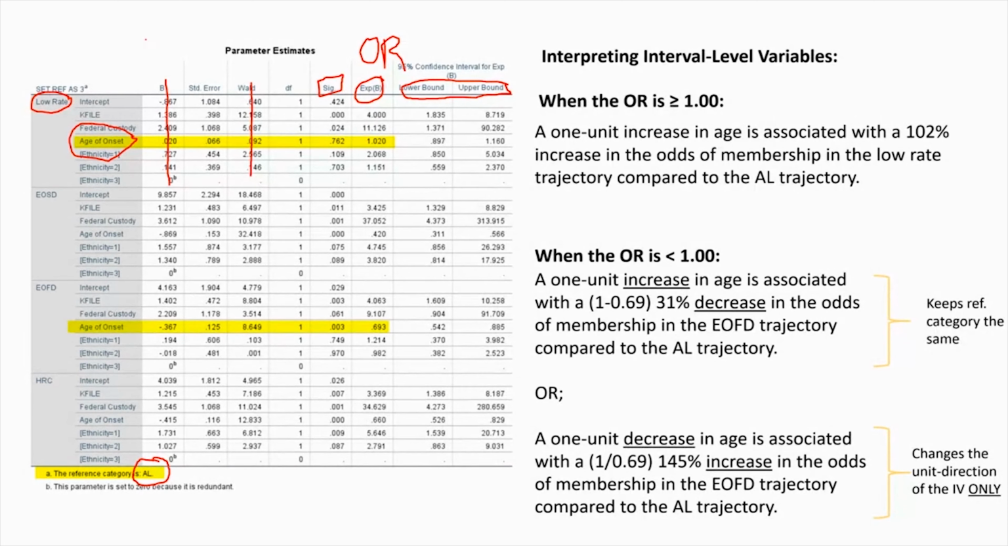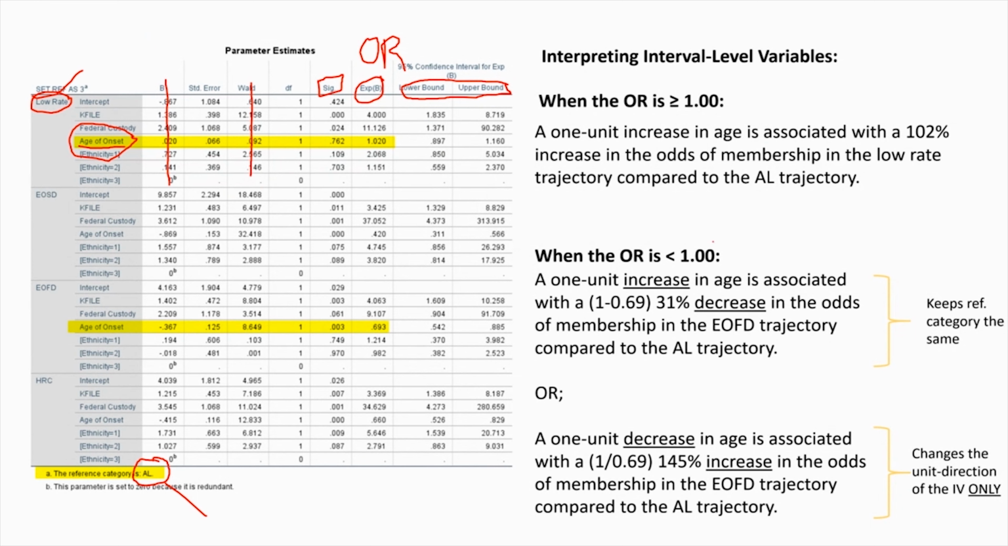So let's actually now look at what we came here to do, which is to interpret an interval level variable. So we've got age of onset, and we've got the odds ratio, or exponentiated B, as being greater than 1. So it's very straightforward. Just like with OLS or any interval level variable, we'll talk about a 1 unit increase in age of onset is associated with a 102% increase in the odds of membership in the low rate trajectory compared to the reference category, which is the AL trajectory.